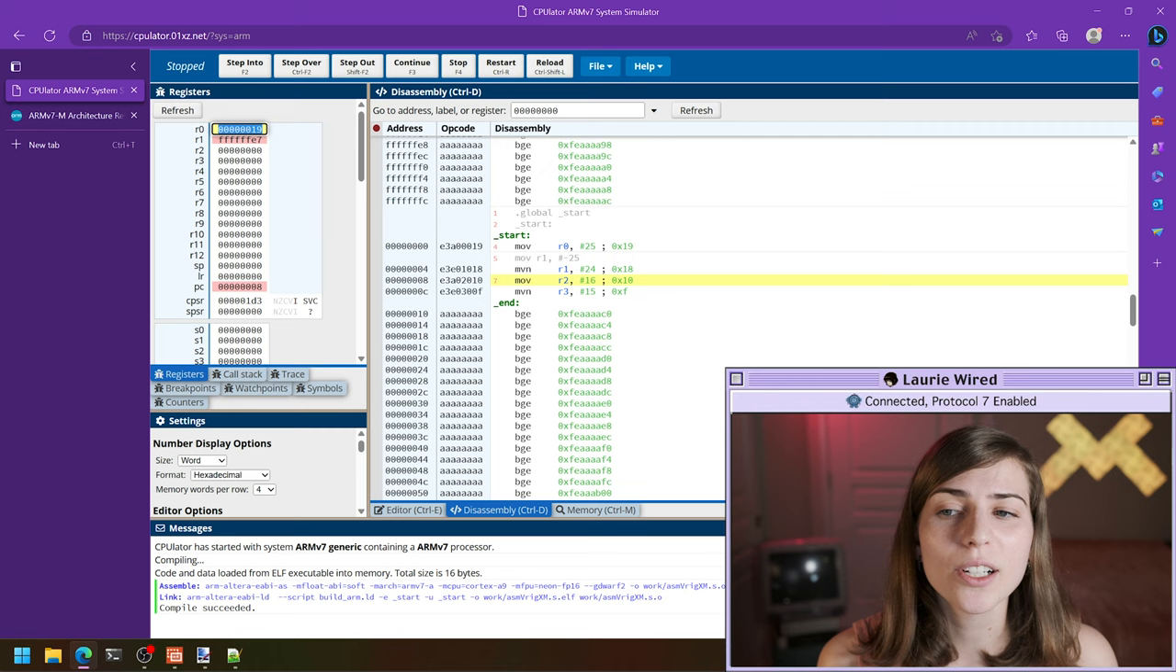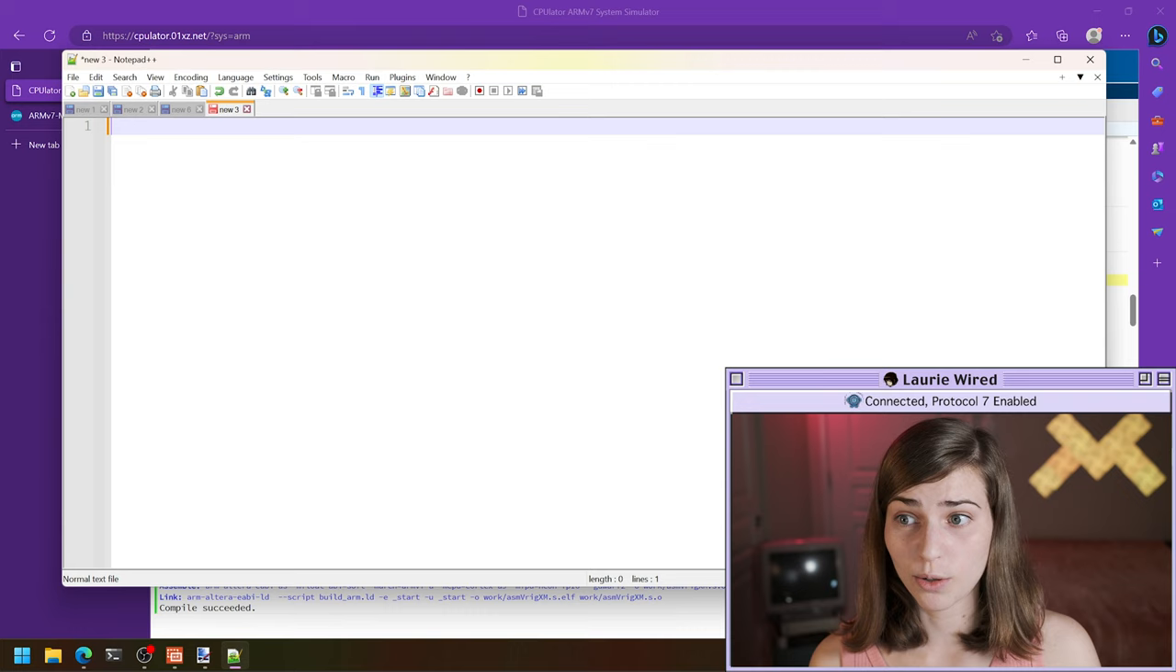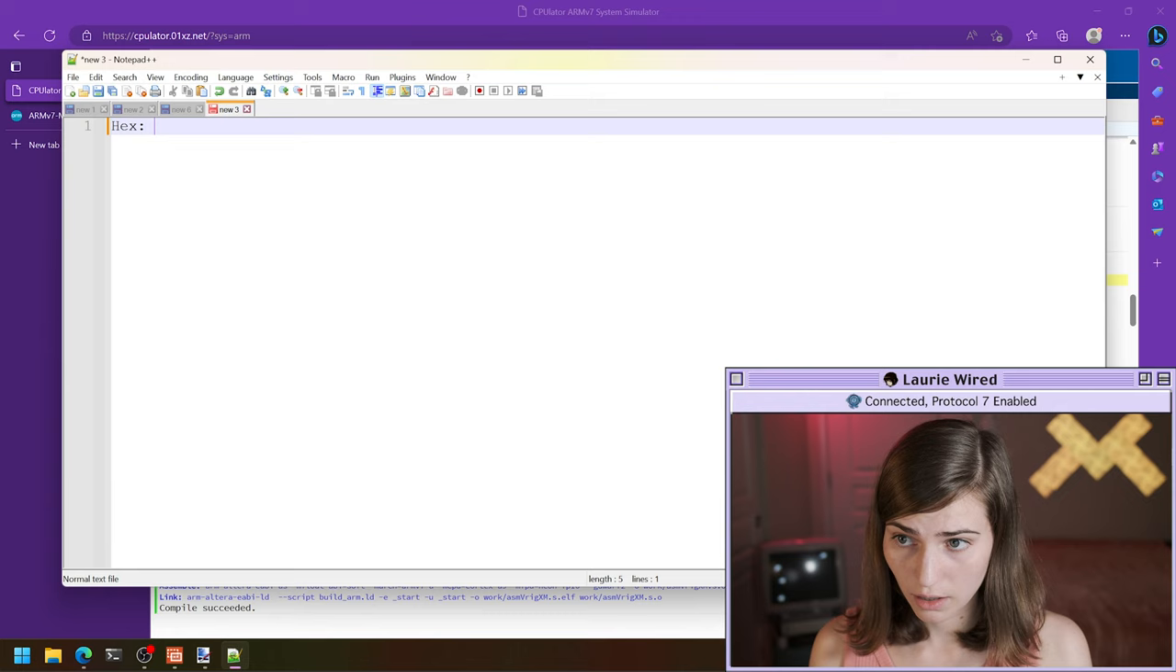Let's start with the positive number first. So I'm going to copy this. Let's go over to our Notepad++, and let's say our number in hex. Remember, this was our positive 25. It's going to be 19 in hexadecimal.